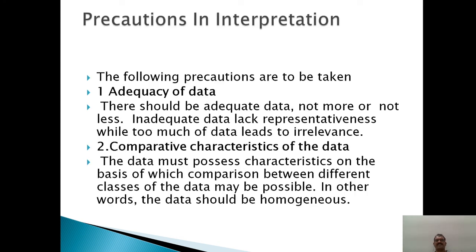What are the precautions required at the time of interpretation? First one, adequacy of data. There should be adequate data, not more, not less. Inadequate data lacks representativeness, while too much data leads to irrelevance.